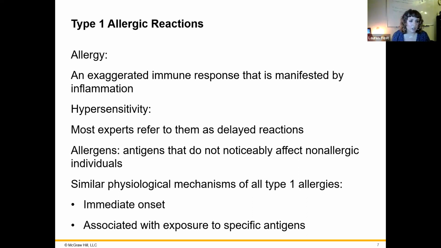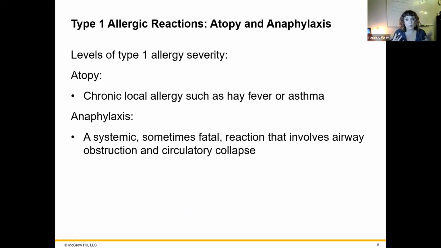Hypersensitivity. These are technically going to be delayed reactions because the first time you see them, you have to develop the IgE against that antigen you're allergic to, but then every time after that you'll react very quickly. So it does require sensitization, as they say. Once you have been sensitized and you do have those antibodies, you will have immediate onset upon exposure to these things, and it'll be associated with exposure to specific antigens, like ragweed or something.